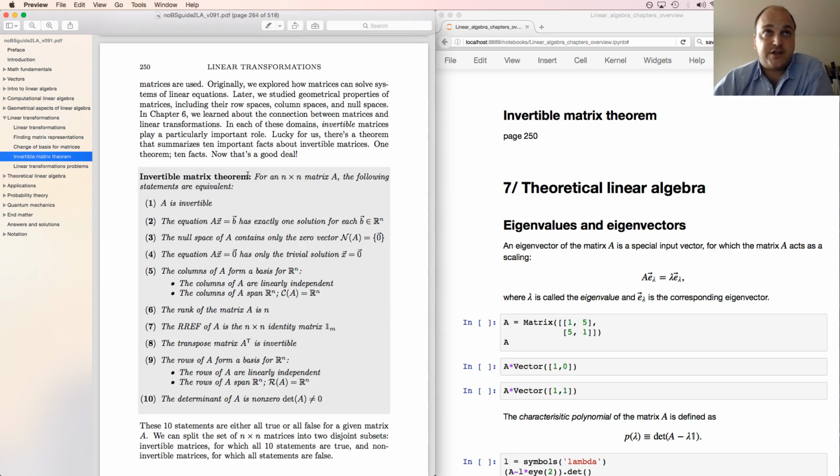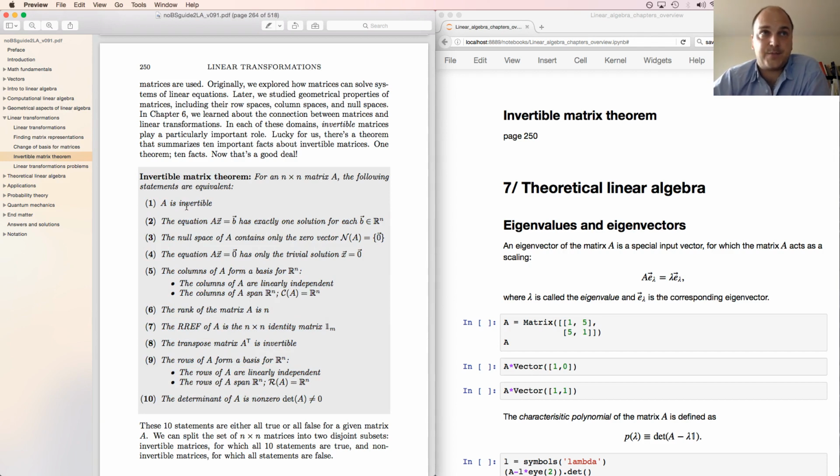So the whole point of this theorem is to distinguish. We said there are all kinds of matrices, and certain matrices have an inverse, and certain matrices don't have an inverse. So it turns out when a matrix has an inverse, it has all these 10 properties. And as the opposite, if it's not invertible, then all these properties don't hold.